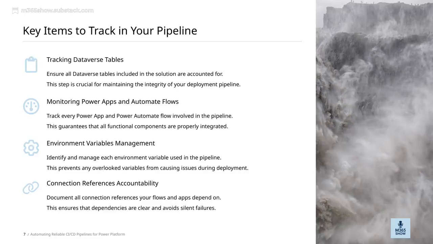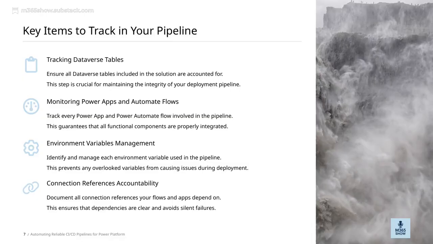Let's talk about some key items to track in your pipeline to ensure reliable automation. First, it's crucial to document all connection references that your flows and apps depend on. Doing this makes dependencies clear and helps avoid silent failures that can be tricky to diagnose later on. Next, we need to identify and manage each environment variable used in your pipeline. Overlooking any variables can cause deployment issues, so keeping track of them helps prevent surprises down the line.